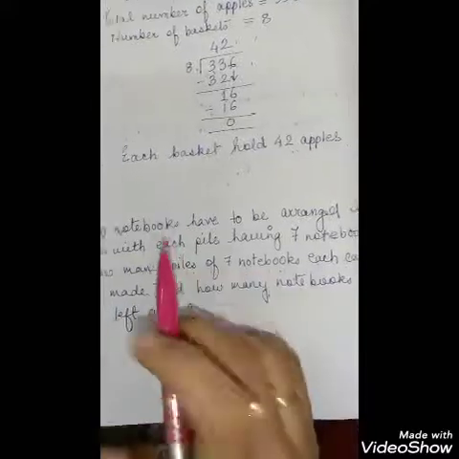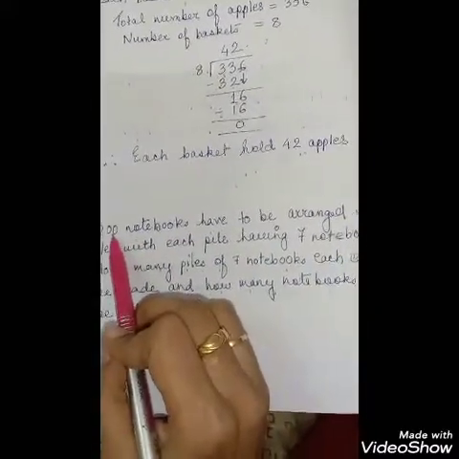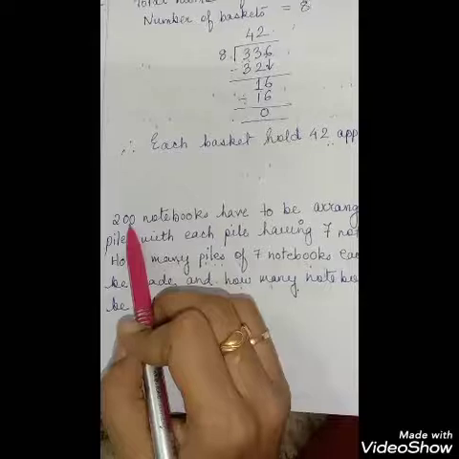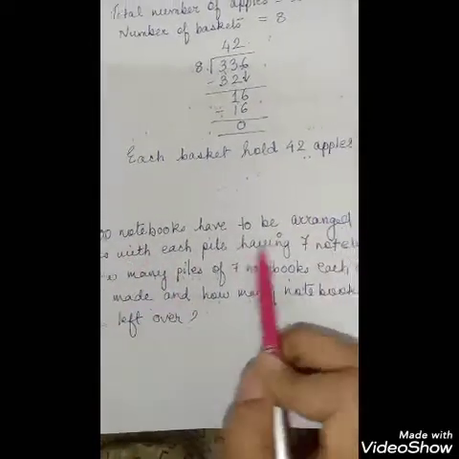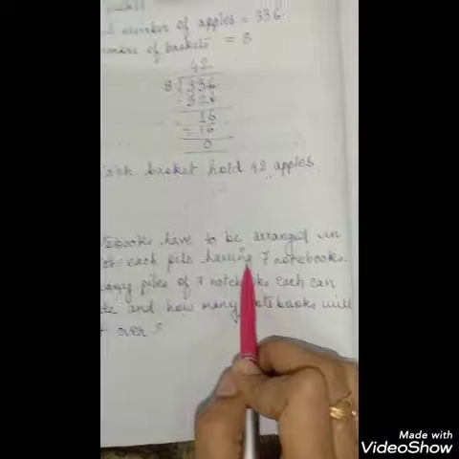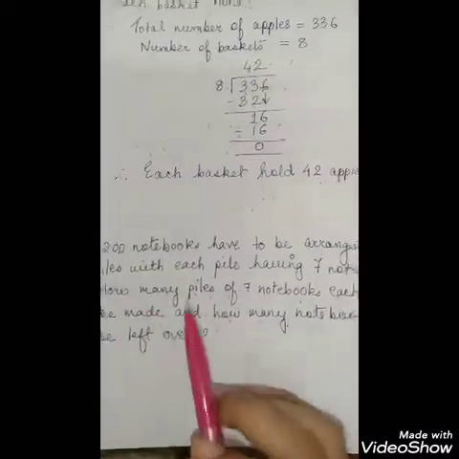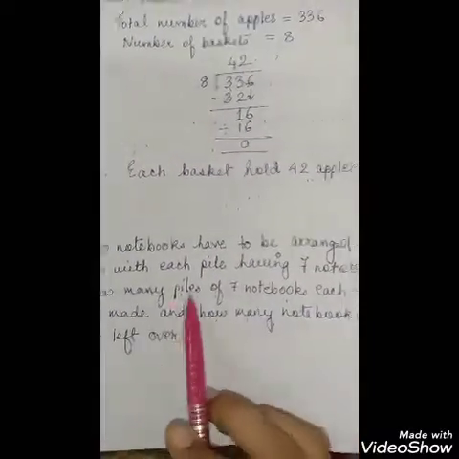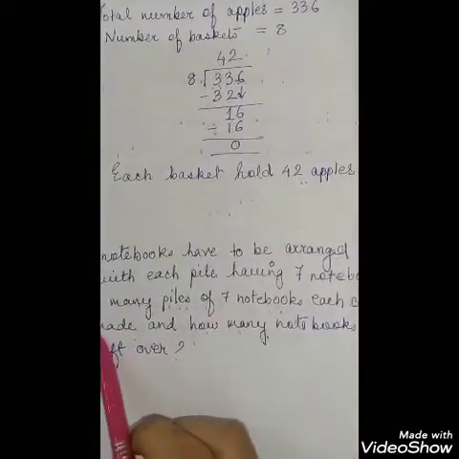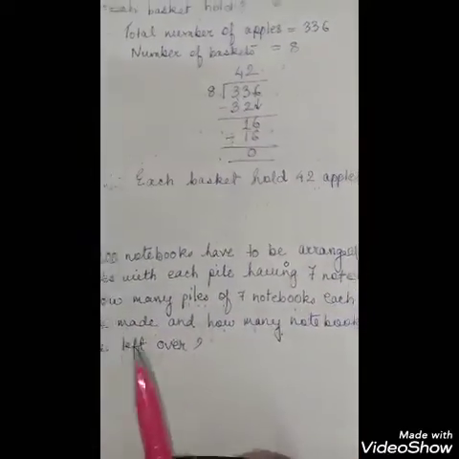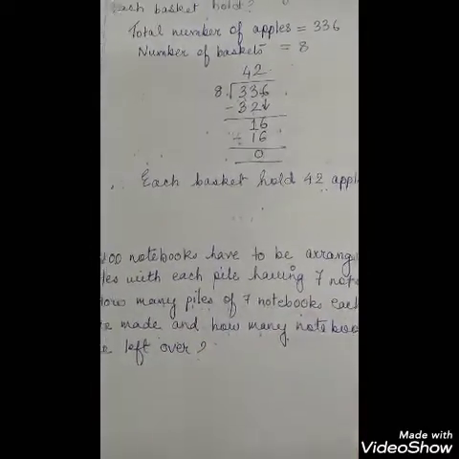From this question, we know that the total number of notebooks is 200, and they have to be arranged in piles, with each pile having how many? 7 notebooks. Now from here, what do we have to find out? How many piles of 7 notebooks each can be made? That one we have to find out.